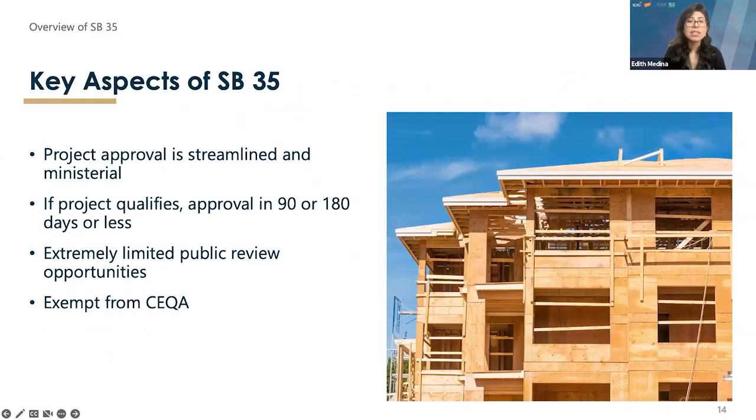Some important aspects of SB 35 are that the project approval is streamlined and ministerial, which means that it's not subject to discretionary review or approval. And so if a project qualifies, the approval has to be done within 90 days. For projects that have more than 150 units, it has to be done within 180 days.